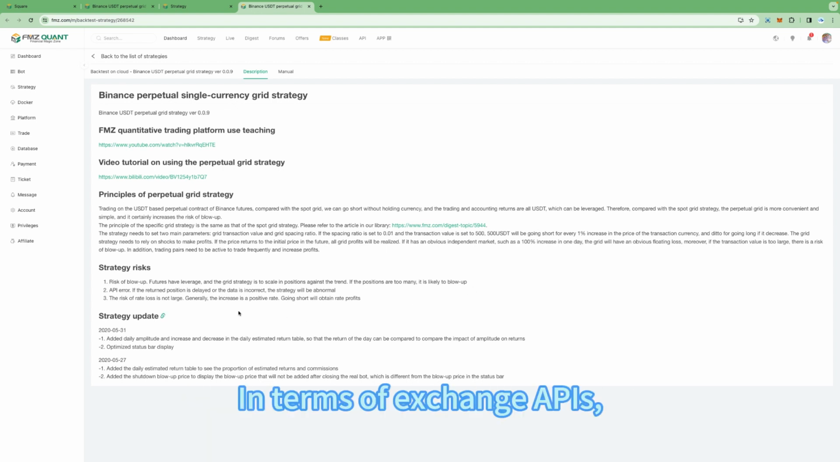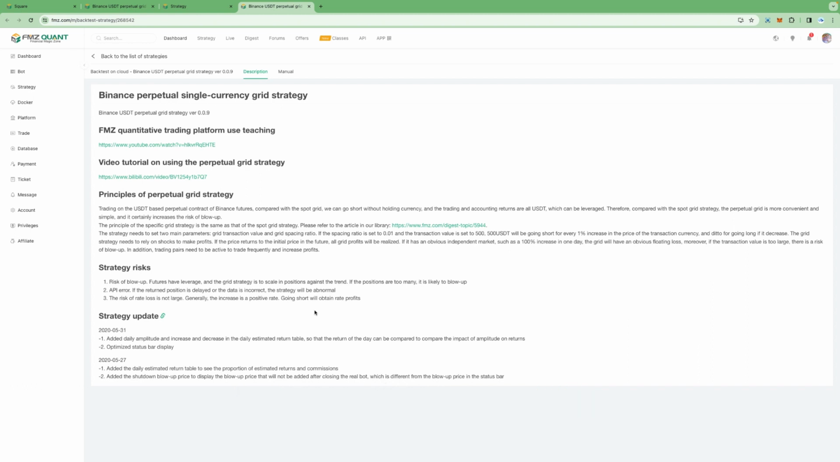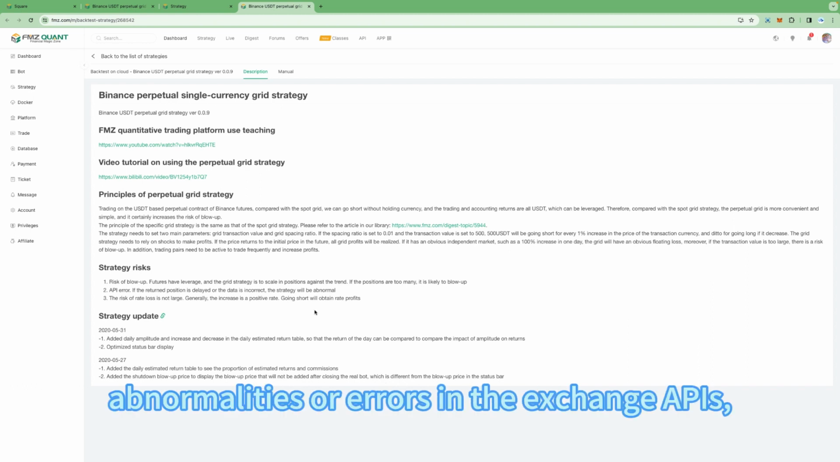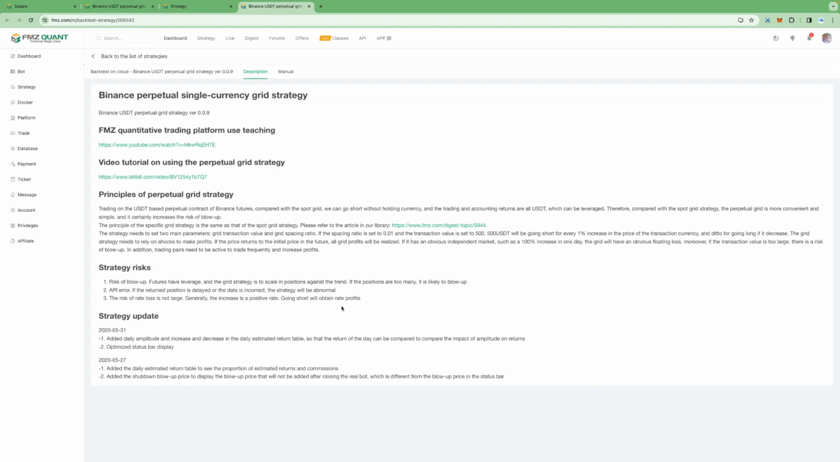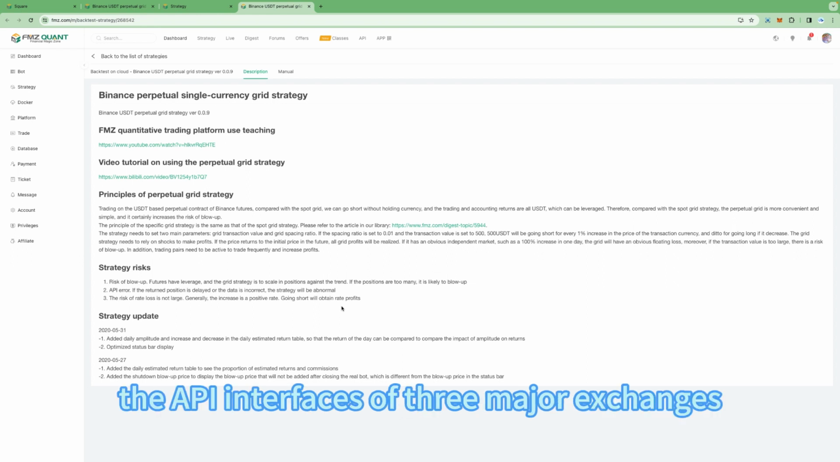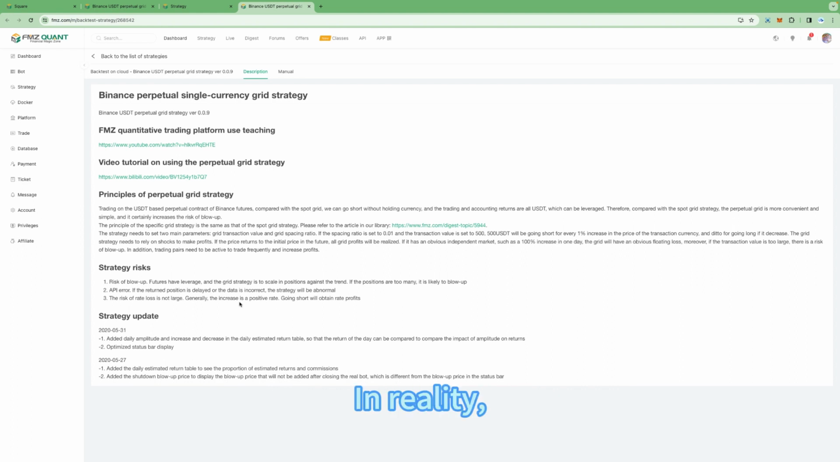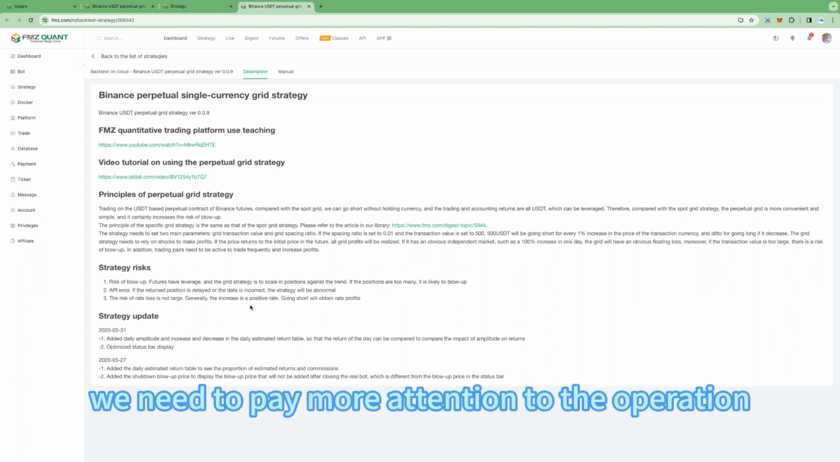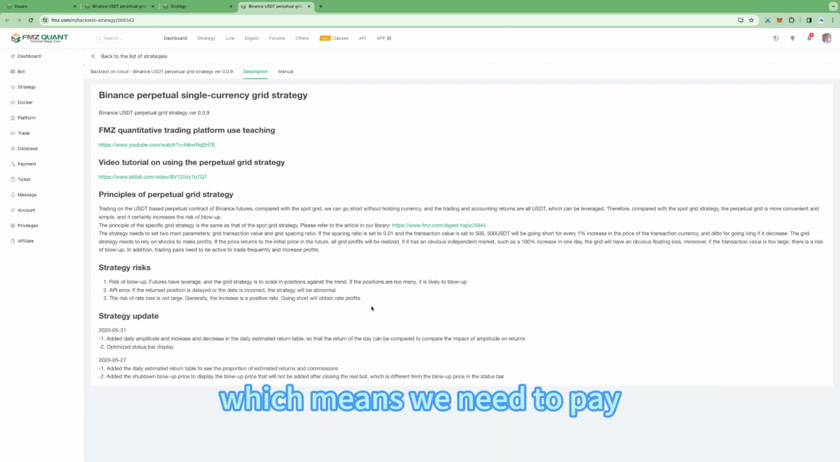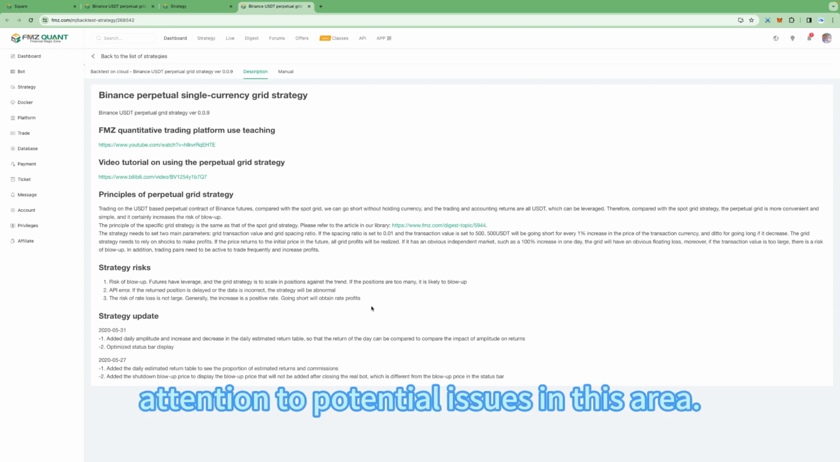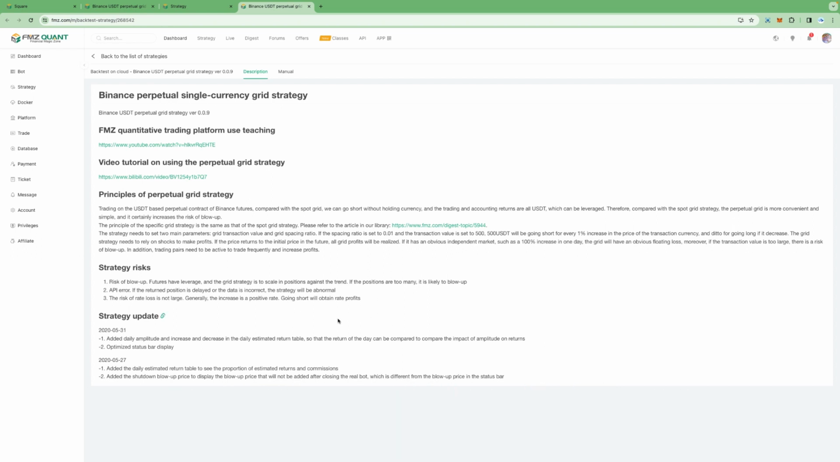In terms of exchange APIs, if there are abnormalities or errors in the exchange APIs, it may also cause some problems. However, generally speaking, the API interfaces of the three major exchanges are relatively stable. In reality, we need to pay more attention to the operation of strategies, which means we need to pay attention to potential issues in this area.